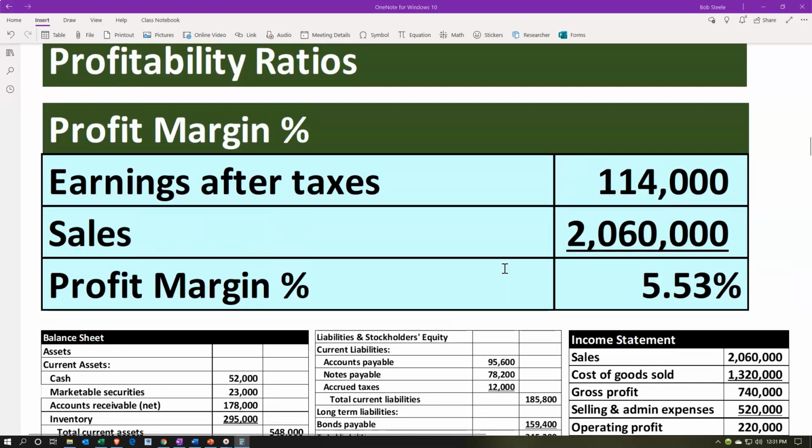So in other words, some companies might have higher profit margins than others. That doesn't necessarily mean they're better because you also have to think about the quantity of sales, how much they're selling.